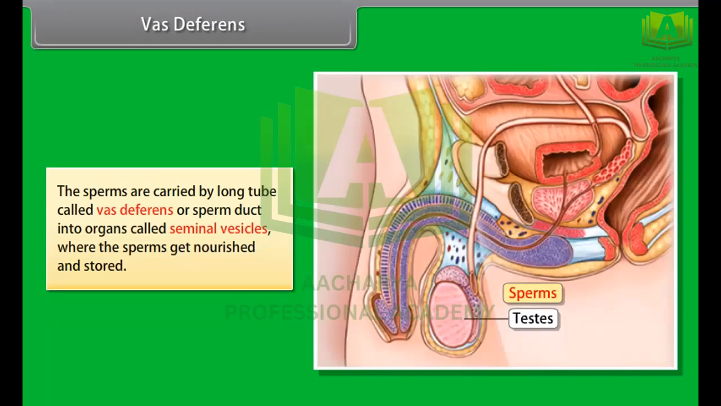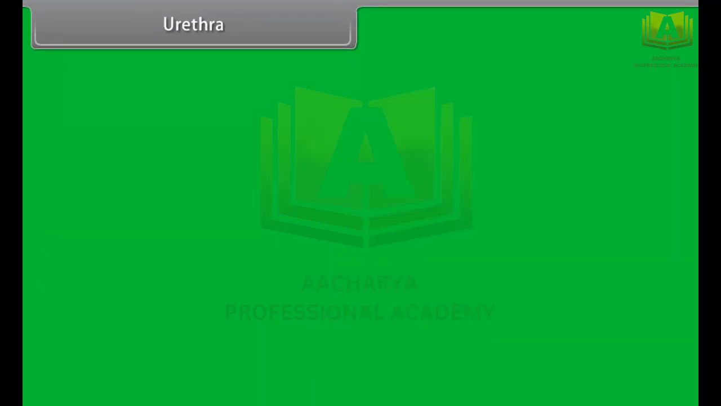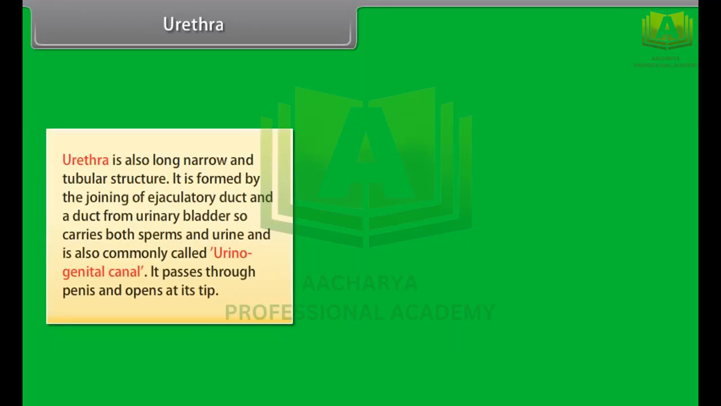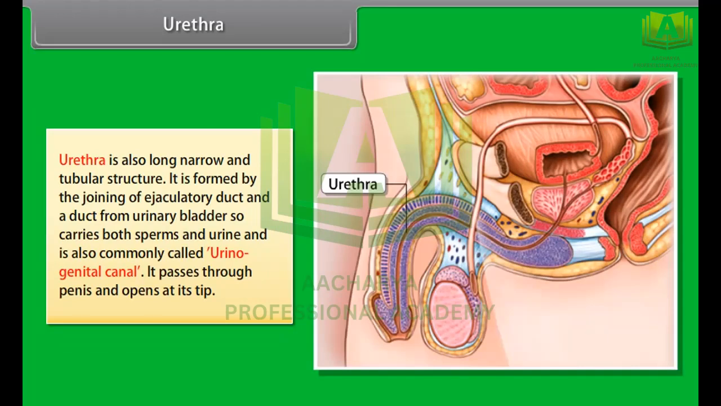Vas deferens. The sperms are carried by a long tube called vas deferens or sperm duct into organs called seminal vesicles, where the sperms get nourished and stored. Urethra. Urethra is also a long, narrow and tubular structure. It is formed by the joining of ejaculatory duct and a duct from urinary bladder, so it carries both sperms and urine, and is also commonly called urinogenital canal. It passes through the penis and opens at its tip.